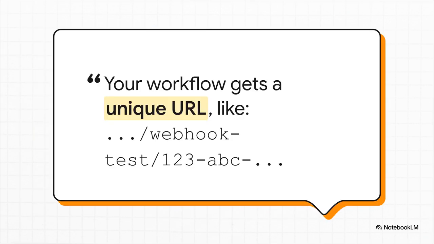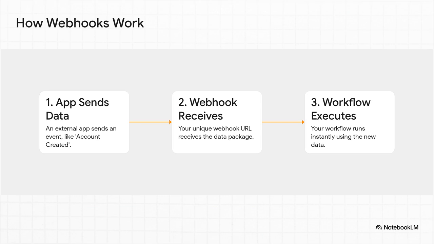See, this node works by generating a unique URL just for your workflow. All you have to do is copy that URL and paste it into another service, like your CRM or your form builder. Now that service knows exactly where to send its updates. And the whole process is incredibly simple. First, an external app sends out some data, like an account-created event. Second, your unique webhook URL catches that data. And third, your workflow runs instantly using that new information. We're talking true, real-time automation.